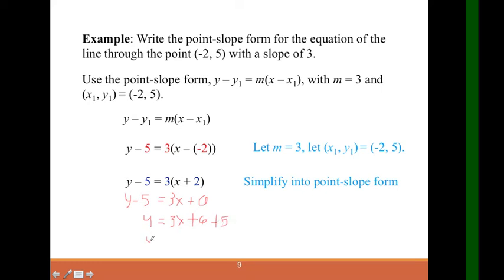And finally, for the slope-intercept form, it becomes y equals, remember that slope-intercept form has an equation of y is equal to mx plus b. So, magiging 3x, and then 6 plus 5 is 11. Okay, so this is the slope-intercept form for this particular example.